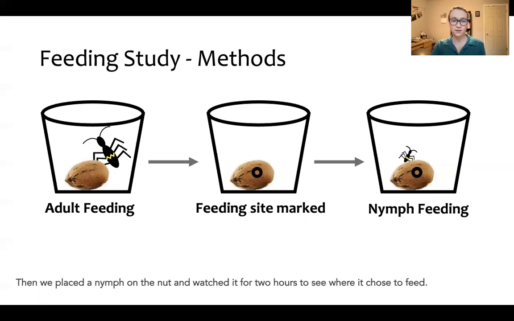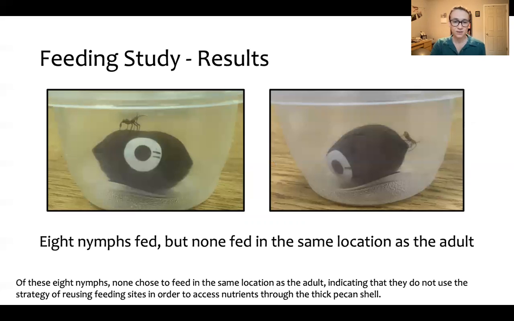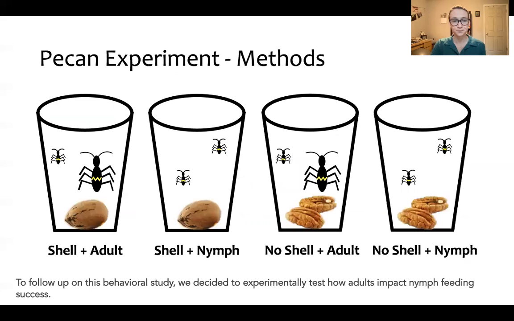Then we placed a nymph on the nut and watched it for 2 hours to see where it chose to feed. Our results are still preliminary, as we have so far only observed 8 nymphs feeding. Of these 8 nymphs, none chose to feed in the same location as the adult, indicating that they do not use the strategy of reusing feeding sites in order to access nutrients through the thick pecan shell.